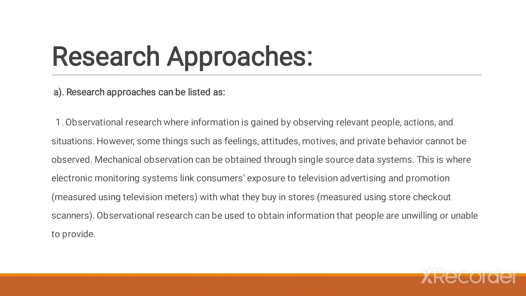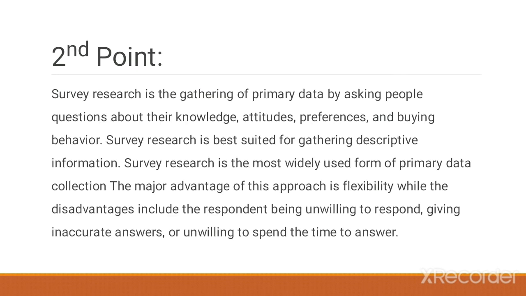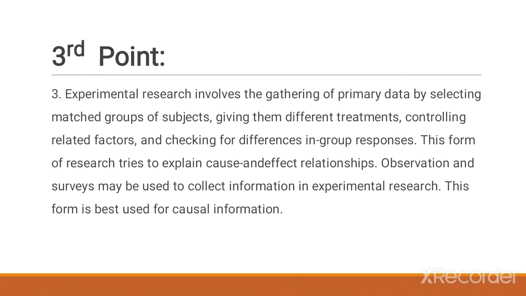Research approach: observational research is where information is gathered by observing relevant people, actions and situations. However, some things such as feelings, attitudes, motives and private behavior cannot be observed mechanically. Observation can be obtained through single source data systems. Second point: survey research is the gathering of primary data by asking people questions about knowledge, attitude, preference and buying behavior. Survey research is best suited for gathering descriptive information. Third point: experimental research involves gathering primary data by selecting matched groups of subjects, giving them different treatments, controlling related factors, and checking differences in group responses.